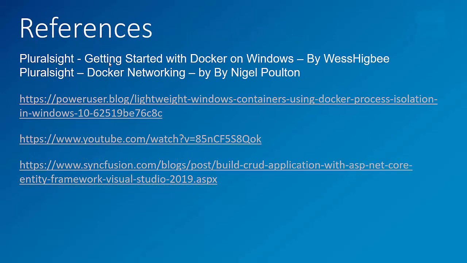That's about it. The way I actually started was that I went through some sessions in Pluralsight. Getting Started with Docker on Windows is very interesting, and then Docker Networking by Nigel Poulton is also very interesting and very educative. These two combined go to something like 11 hours of study material. So there is a lot to know if you want to go through it in detail.